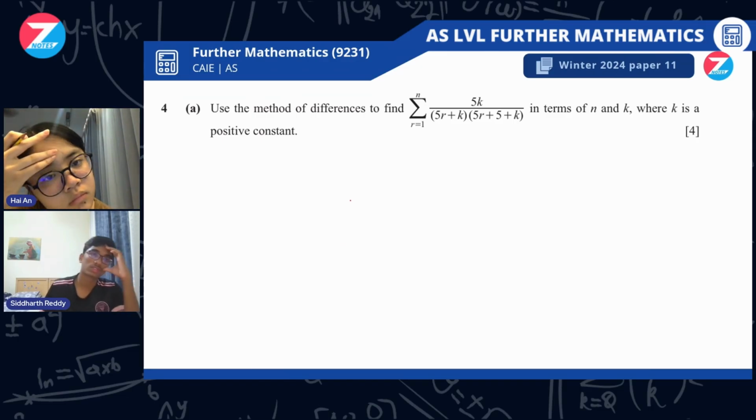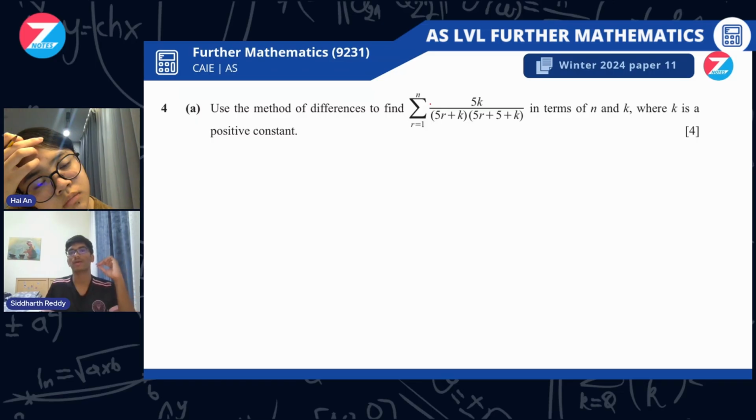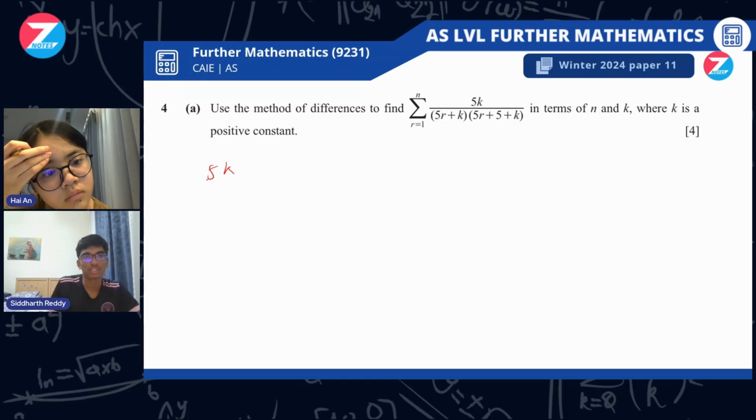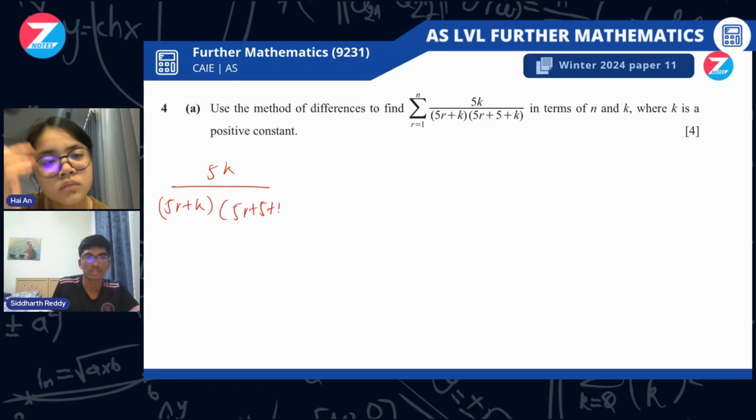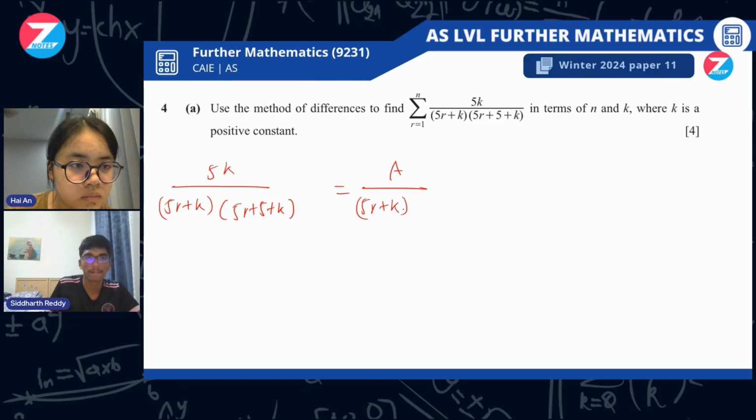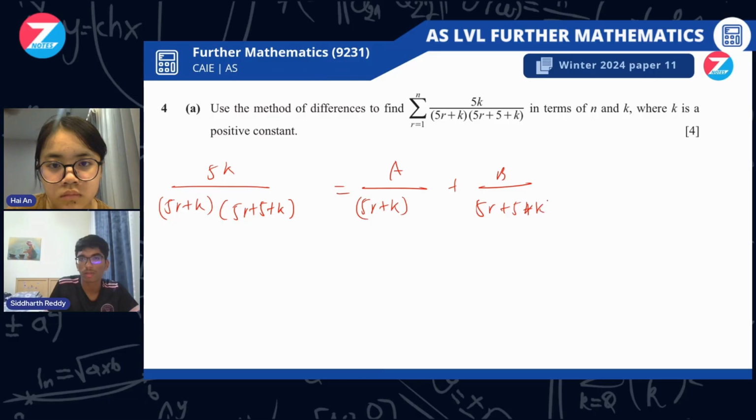Okay, let's move to the next question. So it's 4a. Use the method of differences to find the sum from 1 to n of k by 5r plus k, okay, so this is the denominator in terms of n and k, where k is a positive constant. So first thing we need to do is partial fractions. We need to split this into two separate fractions. So suppose that we can write this fraction in this form: a by 5r plus k plus b by 5r plus 5 plus k.